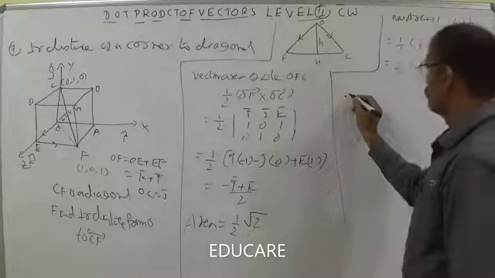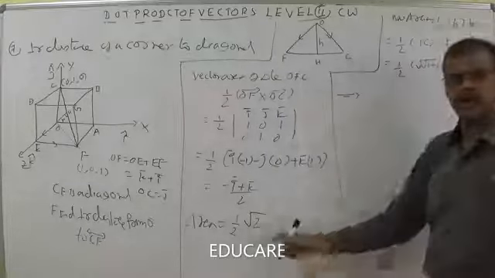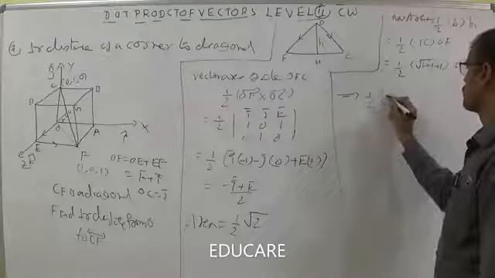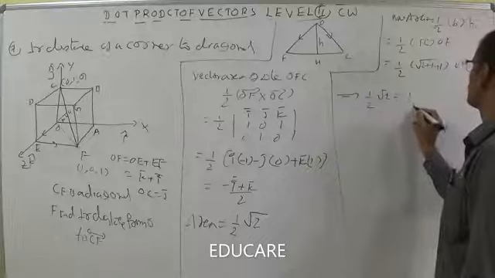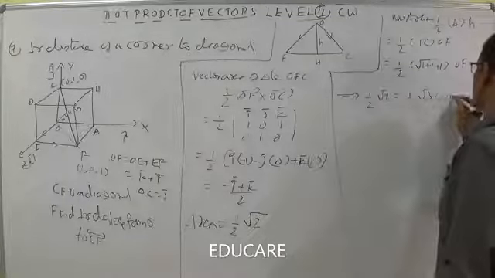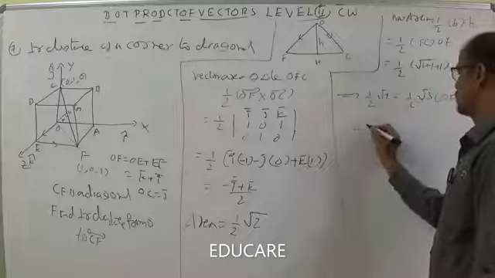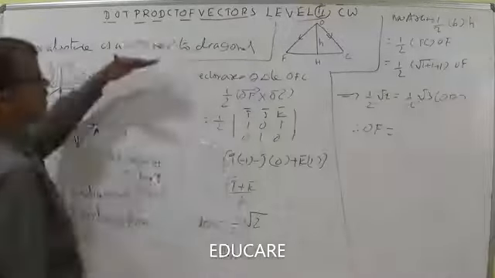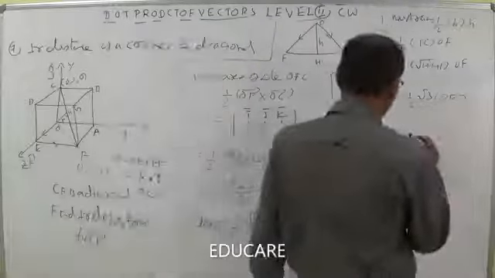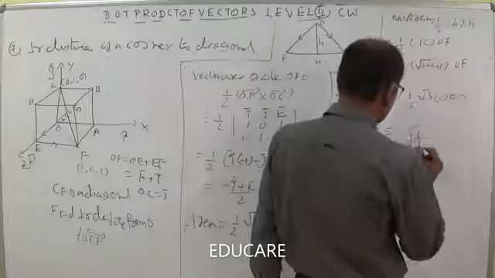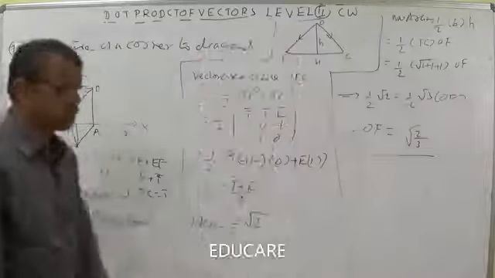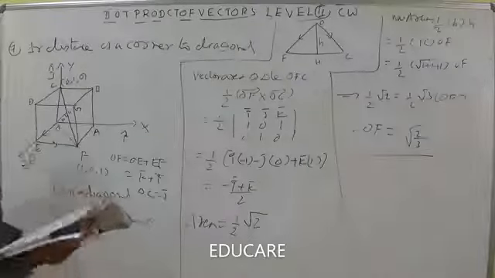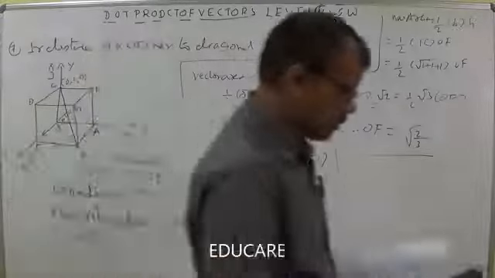That implies original area, I mean vector area, is equal to original area. That implies 1 by 2 root 2 is equal to 1 by 2 into root 3 into OF. Here 2 gets cancelled. Now OF is the perpendicular distance of a corner to the diagonal of a cube. You can write here OF is the value root 2 by 3. It is an important conceptual question. First option. Next, let us discuss the 8th question.